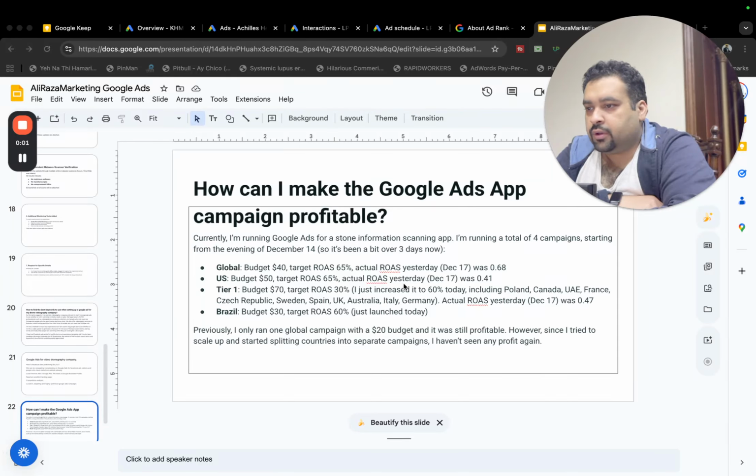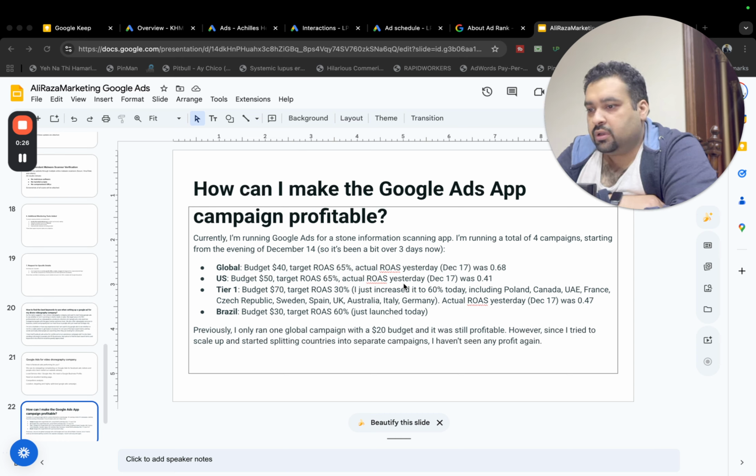So let's start today with a query I got regarding how can I make the Google Ads app campaign profitable. Currently I'm running Google Ads for a store information scanning app. I'm running a total of 4 campaigns starting from the evening of December 14, so it's been a bit over 3 days now. Okay, so you're running 4 Google Ads app campaigns.